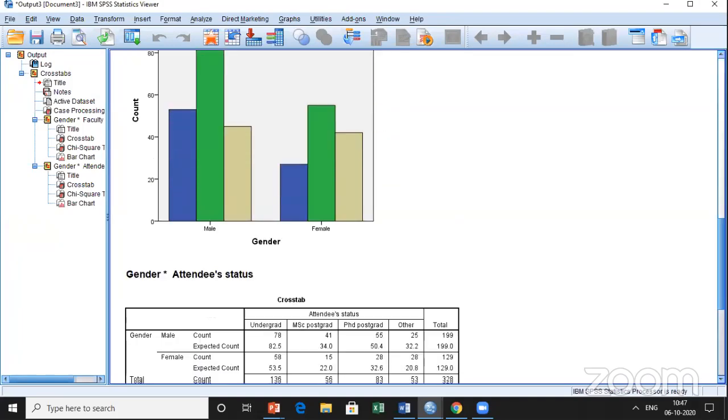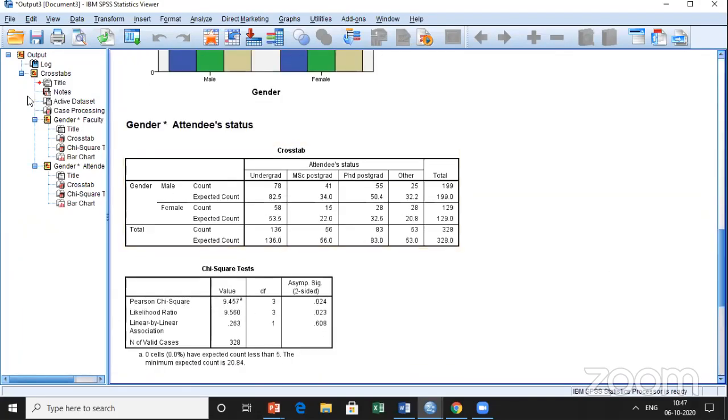Now similarly, I go for the other one, gender versus attendee status. And then this p-value turns out to be 0.024. That means that for attendee status, that is, people who are joining undergrad, MSc postgrad, PhD postgrad and others, there is a significant difference in the count of males and females. So here the null hypothesis is not accepted, but the alternative hypothesis is accepted. So that is the context with which we do the analytics here.